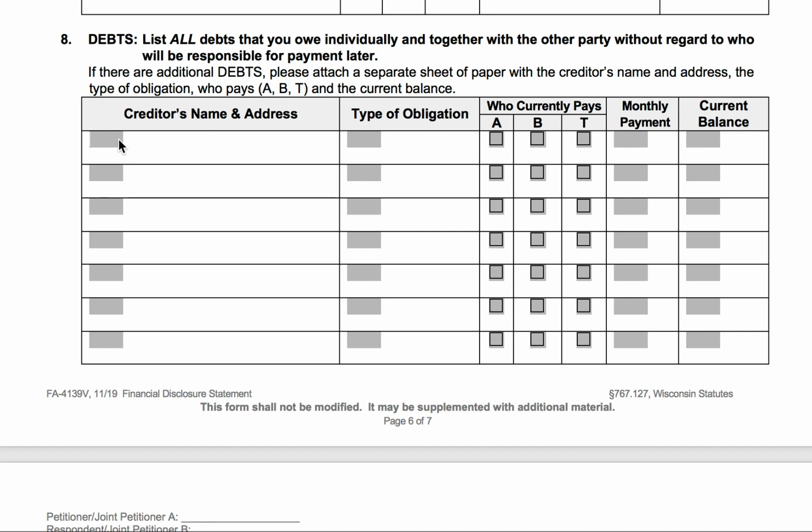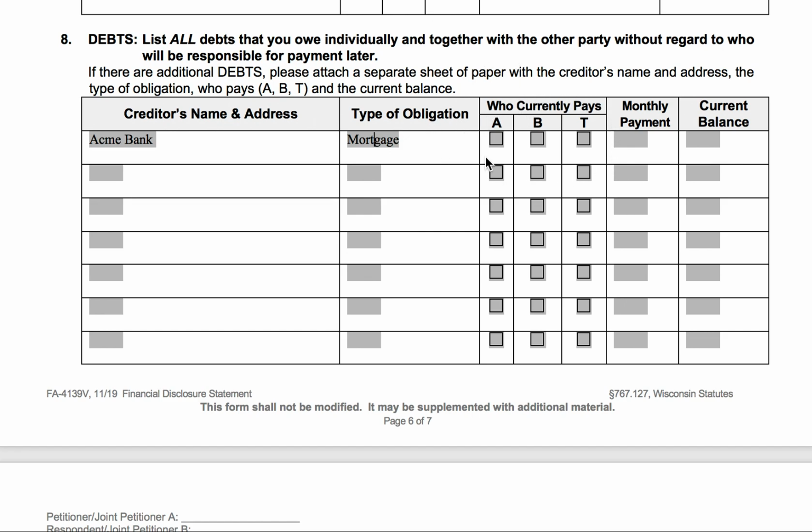So in the first line, you're just going to put the creditor's name. So Jane's mortgage is through Acme Bank. Type of obligation, so that's where you'd put a mortgage, or if it's a car loan, you could put car loan, credit card, student loan, like what kind of debt is it?